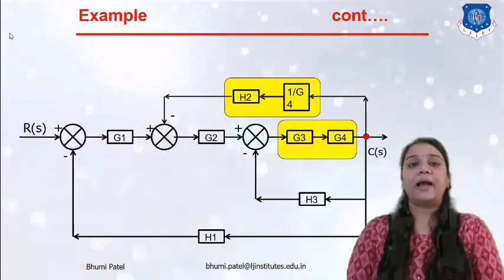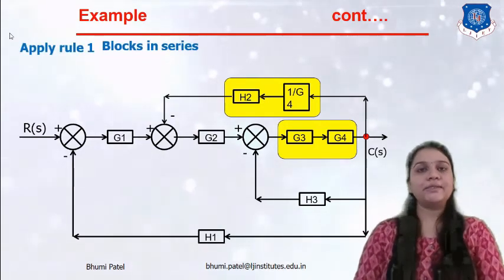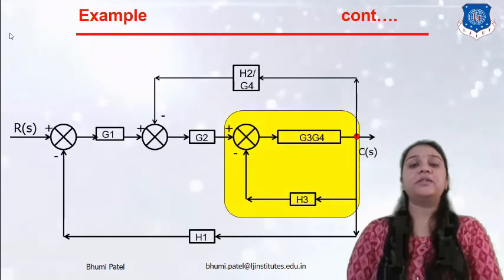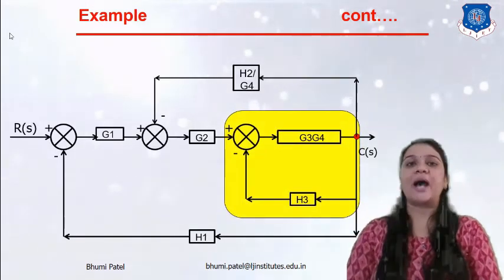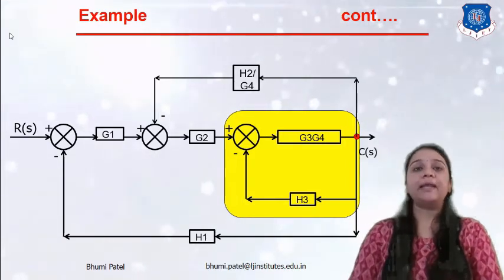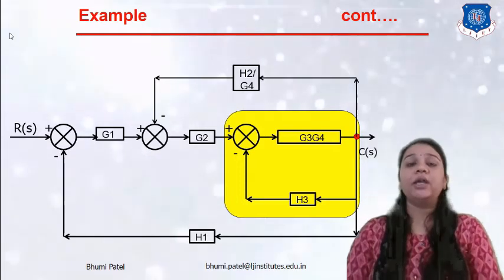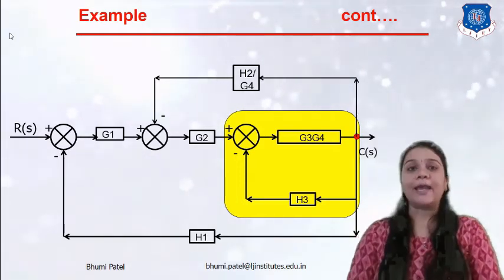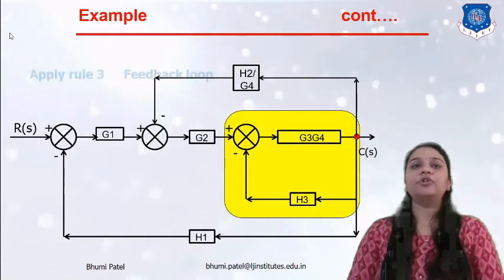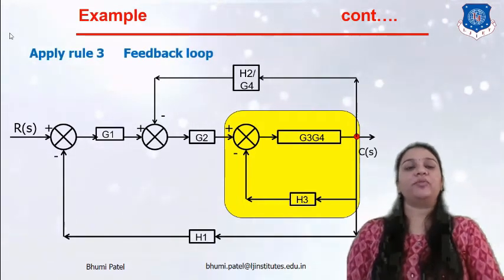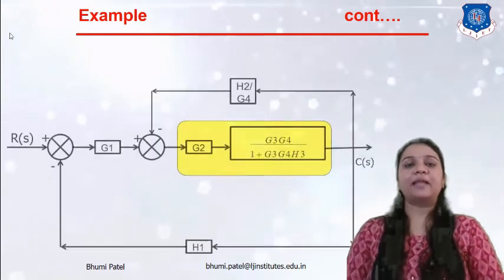So we can apply the block in series rule. So we can multiply these blocks and we get G3 G4 and H2 by G4. Now here you can see that H3 is connected with this block in the feedback loop and the sign of the feedback is negative. So here we can apply rule number 3, elimination of the feedback loop, and the answer is like that.